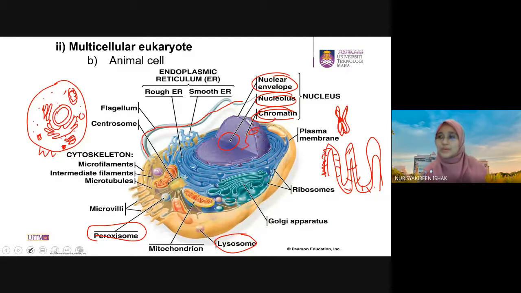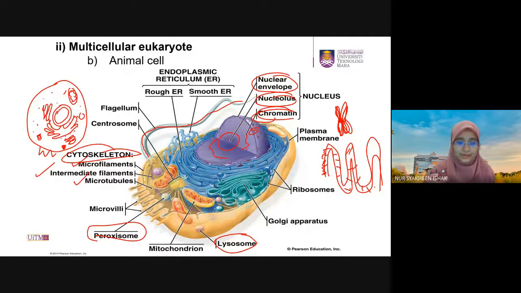So macam ni awak boleh see dia bila sel tu nak masuk dalam stage mitosis ataupun meiosis. Tapi bila dia dalam keadaan interphase, dia dalam keadaan chromatin. Okay, fine thread of DNA. Okay, so other structure, you have the cytoskeleton: microfilament, intermediate filaments, and also microtubule. Okay, so these are structural proteins.